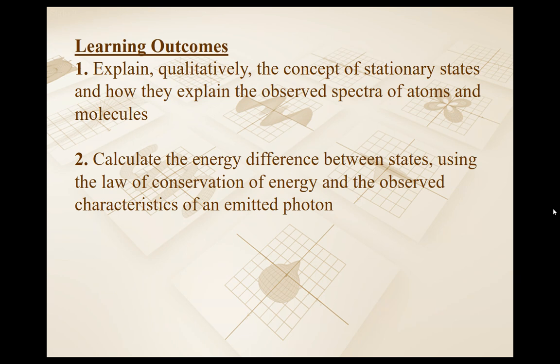Learning outcomes are to explain qualitatively the concept of stationary states and how they explain the observed spectra of atoms and molecules. And two, calculate the energy difference between states using the law of conservation of energy and the observed characteristics of an emitted photon.